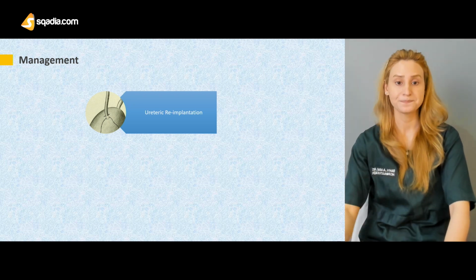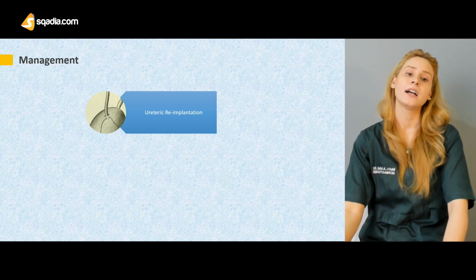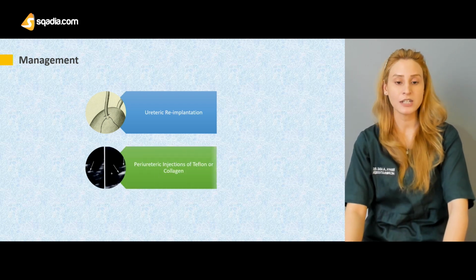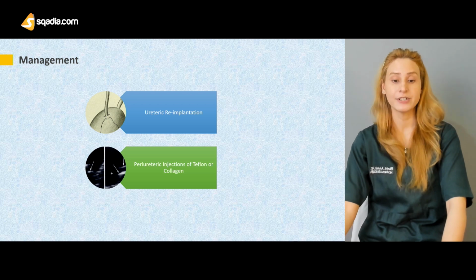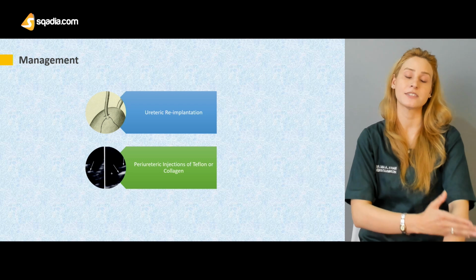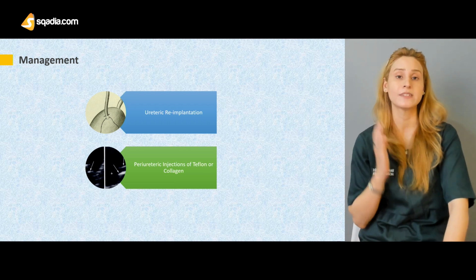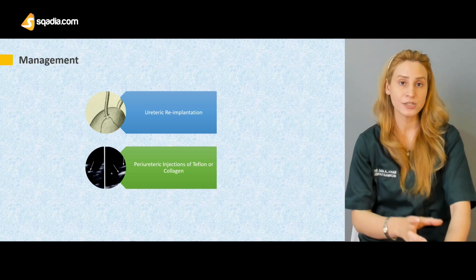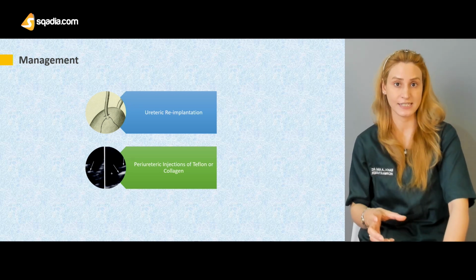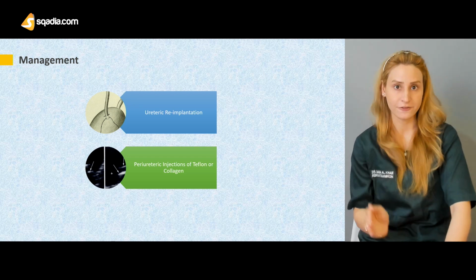kidney and the texture. So for the management, if it's a VUR, then go for ureteric reimplantation. You can go for peri-ureteric injections of Teflon or collagen. You can also combine it with treating with antibiotics. And the last stage, if the baby presents to you in a stage in which he has developed end-stage renal disease, then obviously you need to treat the child with a nephrectomy.